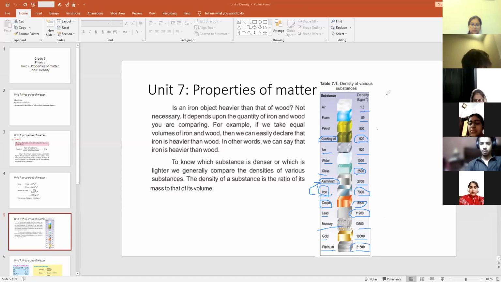kg per meter cube. So class, you don't have to memorize the values of the densities of these substances. This is just for your information. You can easily see from the chart which object is more dense than the other if you want to compare.